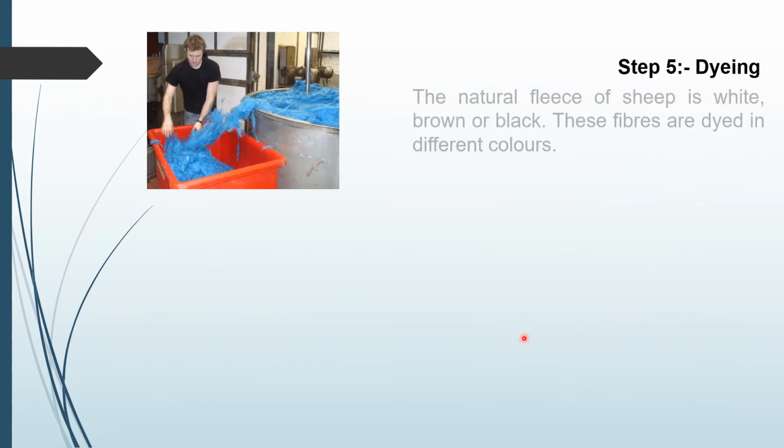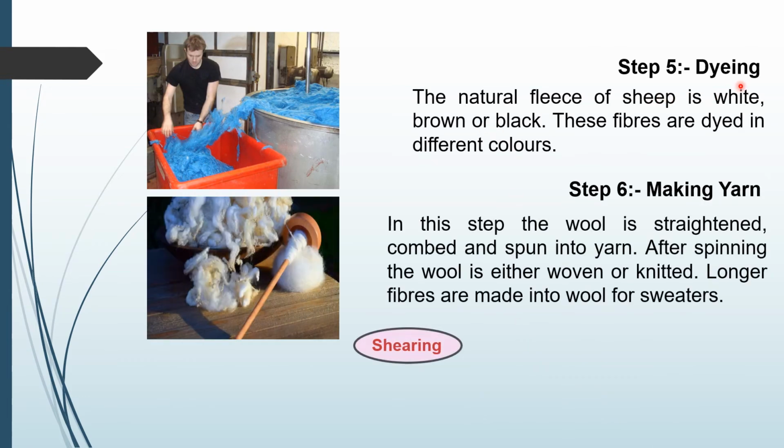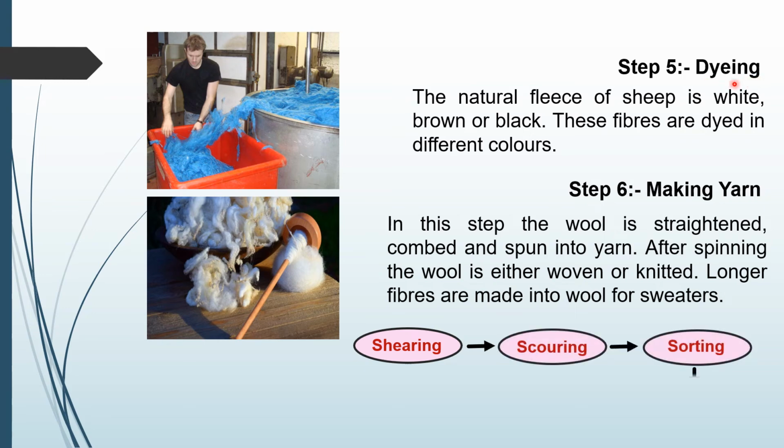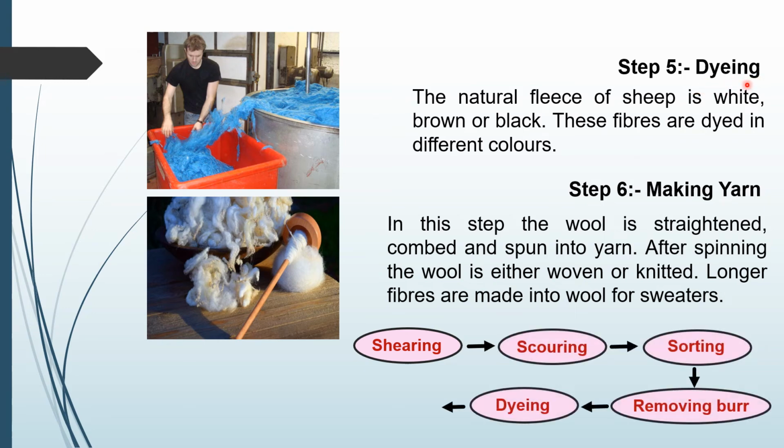Step 5 is dyeing. D-Y-E-I-N-G. Dyeing means coloring. The natural fleece of sheep is white, brown or black. We know that the sheep's wool or fleece color is white, brown or black. These fibers are dyed in different colors. In this picture, the fiber is given blue color. That process of giving color to the fiber is called dyeing.